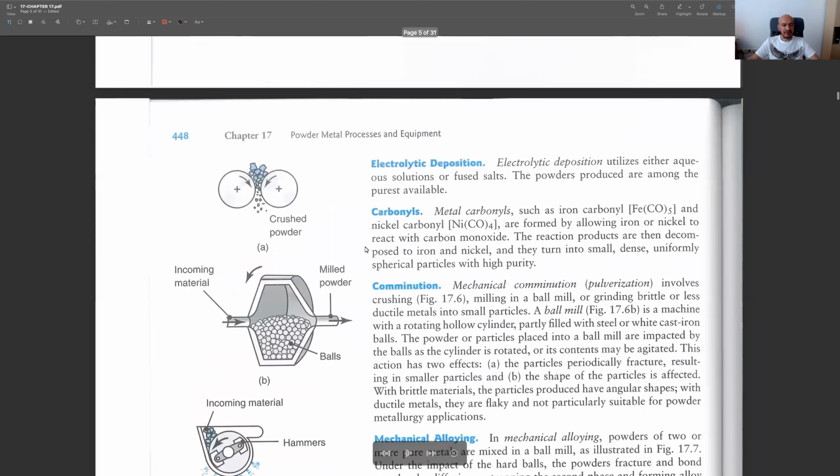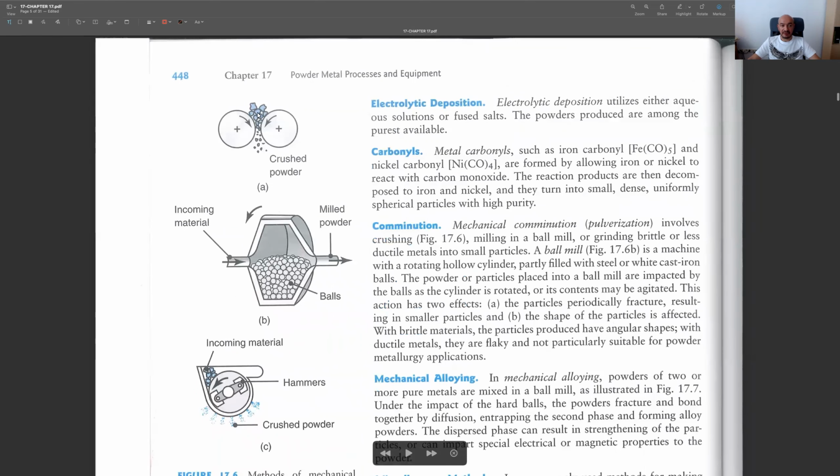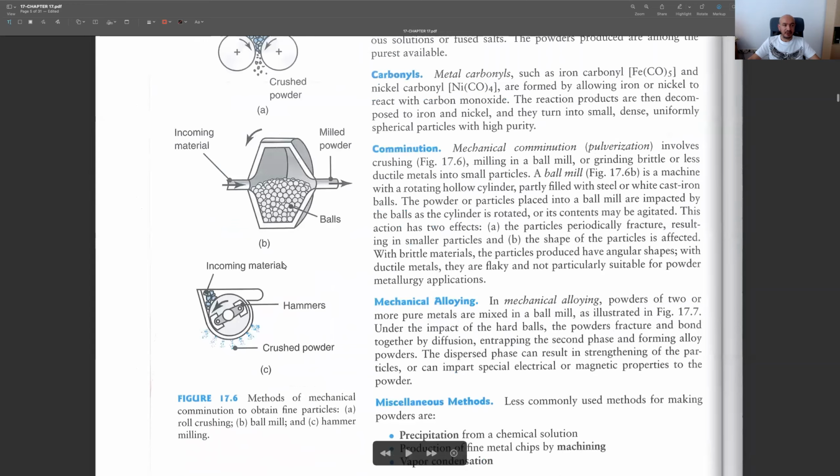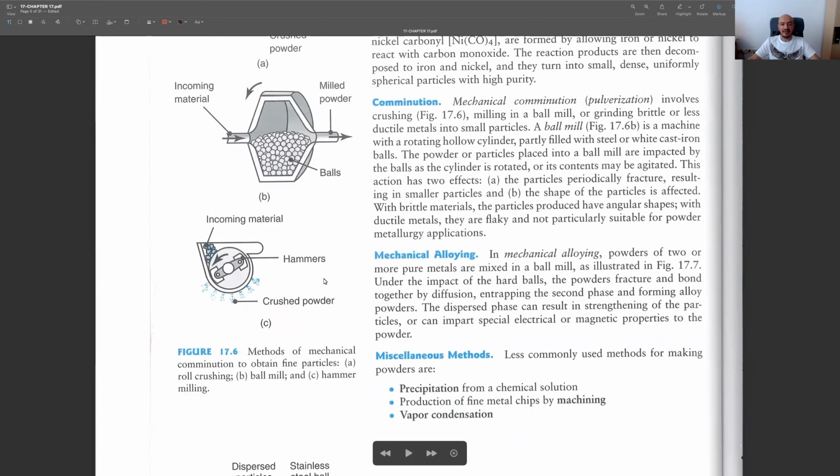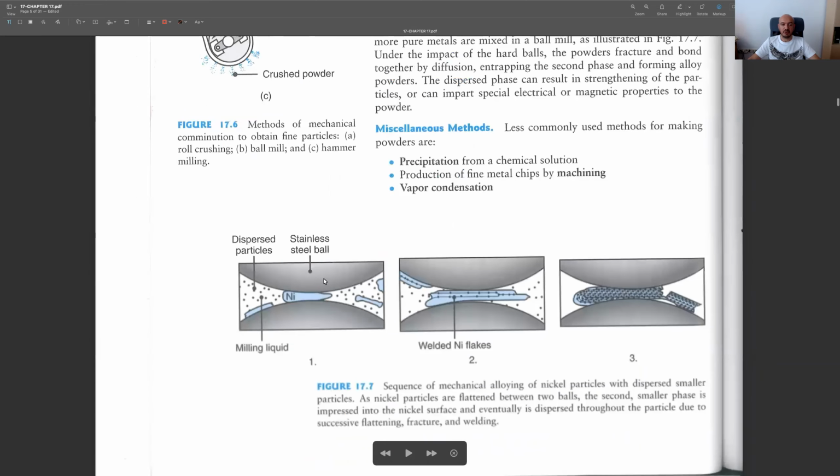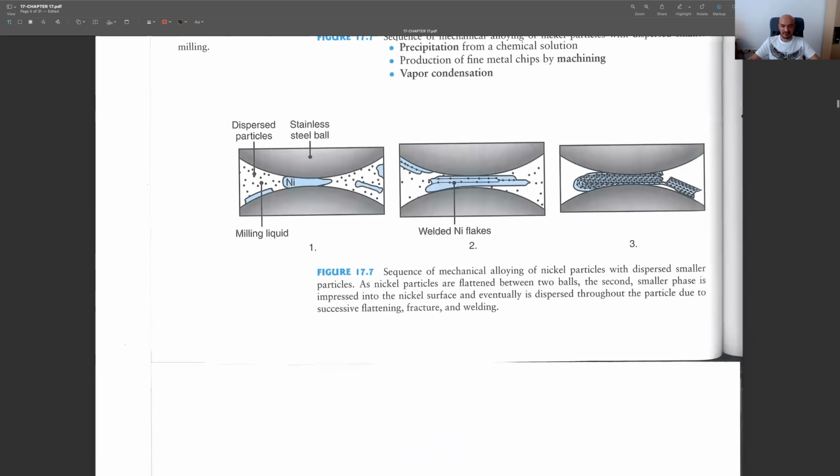And we further have different methods like crushing these parts by using rollers, some other ways like ball milling or hammer milling. But as I said, the most frequently used one is atomization.